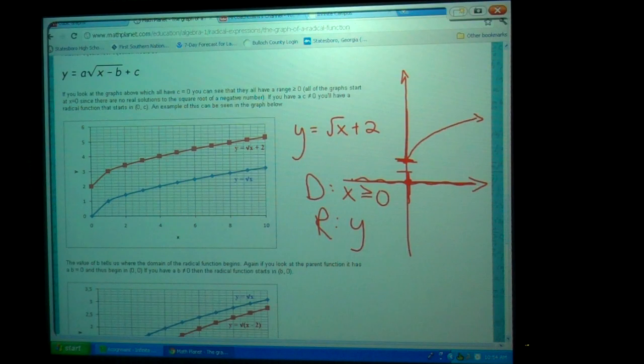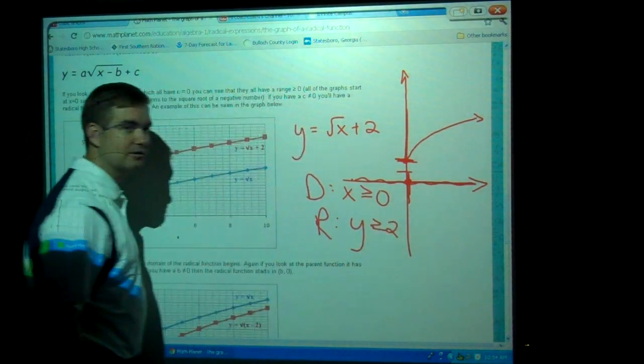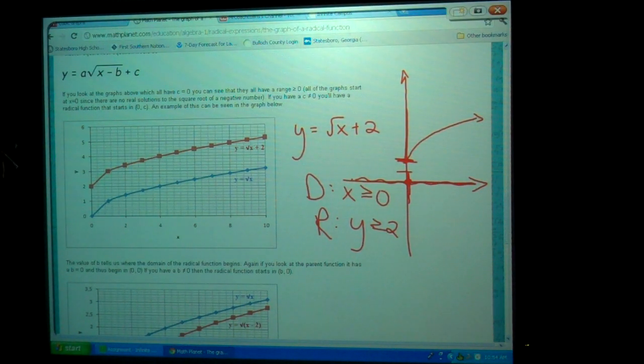So how do we say that? Y is greater than or equal to 2. Perfect. Exactly right. Questions on that? Domain and range.